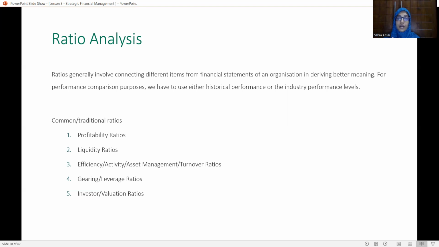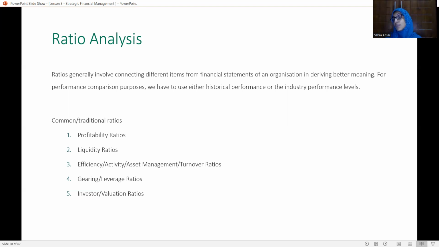However, when it comes to performance comparison, the ratio calculation done for 1 year is not sufficient to do a historical performance analysis. So for that, we have to calculate the same ratio for that particular period. If it's 5 years, you do the calculation for 5 years, then compare between them and see the performance of that company when it comes to profitability, liquidity, efficiency, gearing, or the investor valuations as well.